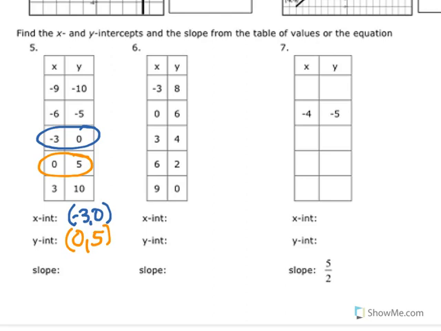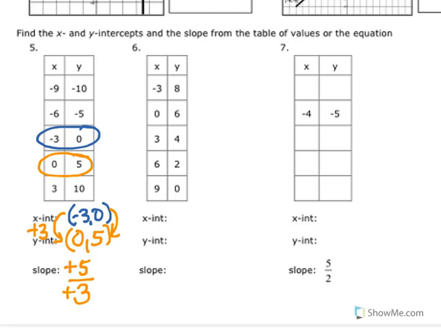And now we need to find the slope. So let's do the change in y over the change in x. From 0 to 5, what's the change in y? It's positive 5. From negative 3 up to 0, what's that change? 3. So we have a slope of 5/3.